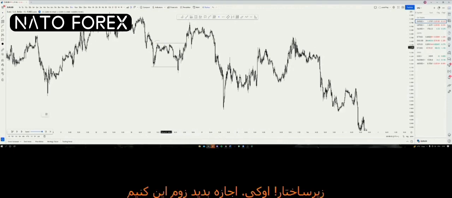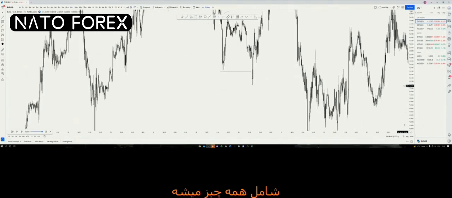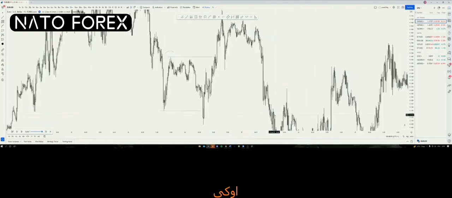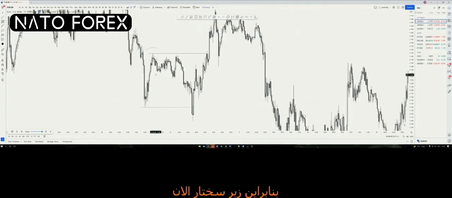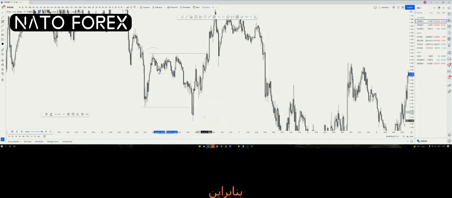Now, substructure. Let's just zoom in on this because this actually encompasses everything. So substructure is now structure internal to this range here, internal to this leg of price. So these are substructure breaks. So that's what's down.